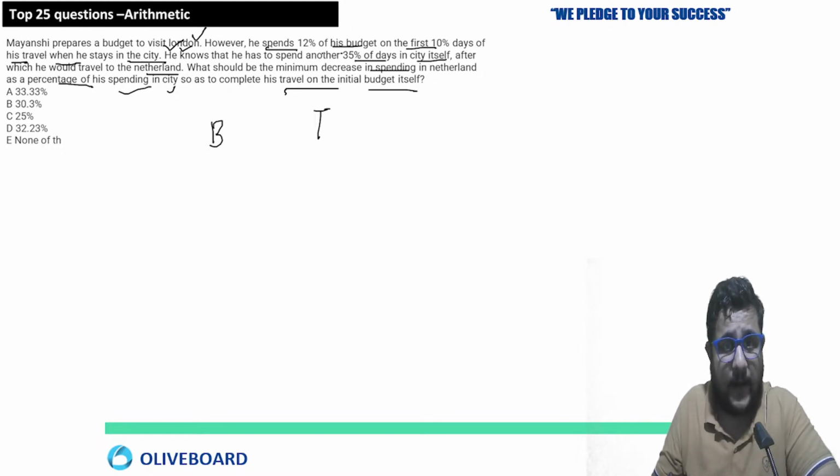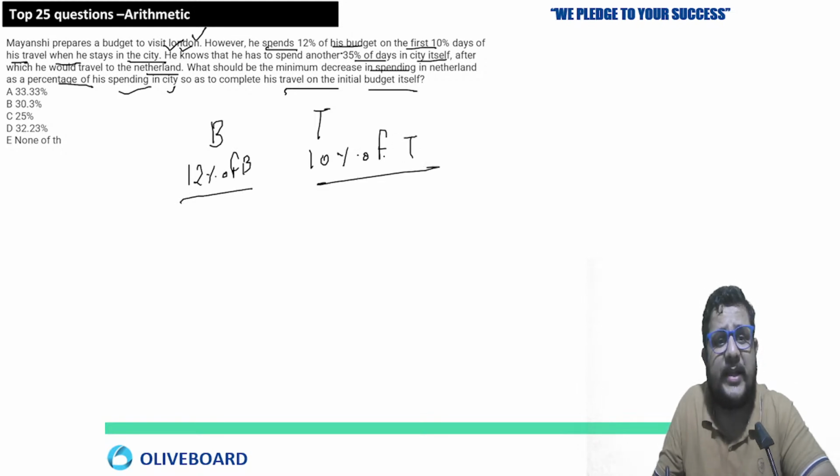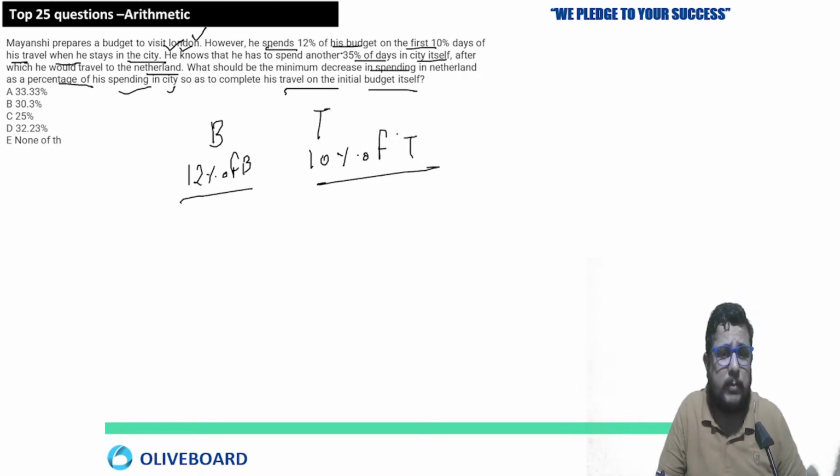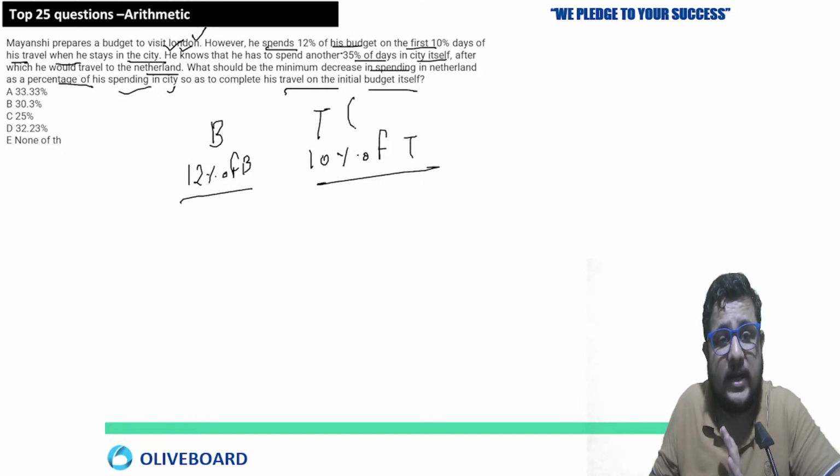He spent 12% of the total budget on 10% of the days. So is something given about days or something given about budget? You will say no, nothing is given. So we can say, okay, suppose there are 100 days.